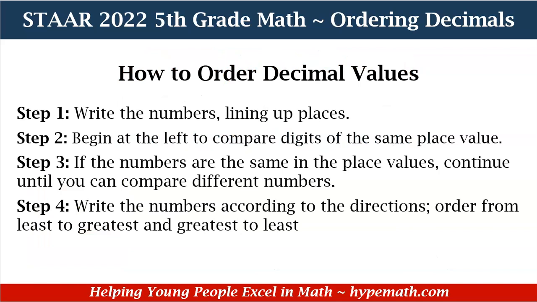So let's dive into how to order decimal values. One, you need to write the numbers lining up the places. Make sure those decimals are lined up straight. Begin at the left to compare digits of the same place values. If the numbers are the same in the place values, continue until you can compare different numbers. And write the numbers according to the directions, order from least to greatest and greatest to least.